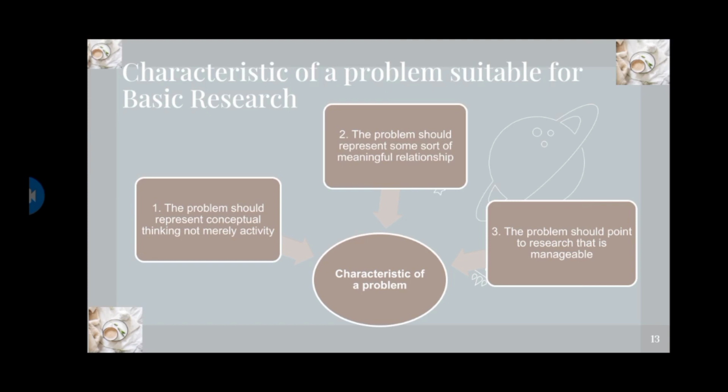The problem must reflect some interpretation of relationship. For example, perhaps the variables are not related directly, but indirectly through the influence of yet another variable or variables. Only a problem represented by a conceptual, insightful development and statement will be able to lead to this kind of understanding. Last but not least, the problem should point to research that is manageable. In short, is the problem researchable?